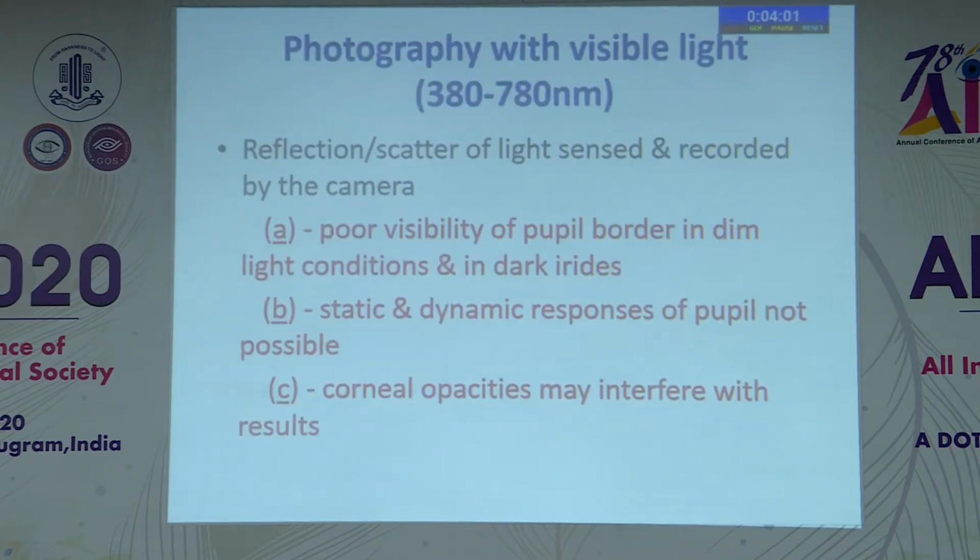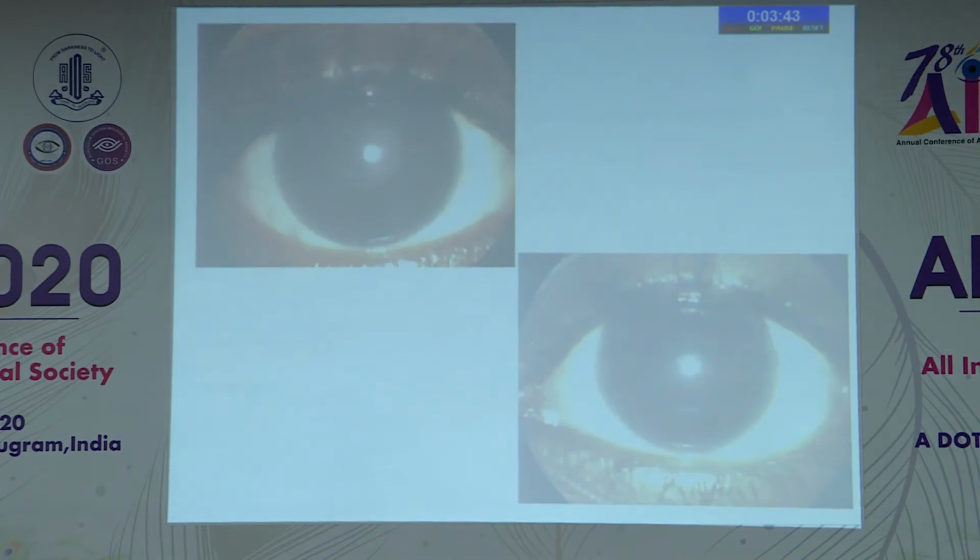Now, coming to the basics of photography with visible light, when we image the pupil with visible light, there are problems with visibility of the pupillary border because of the lack of contrast. The dynamic and static responses of the pupil cannot be recorded. And more importantly, corneal opacities, if the patient has one, can interfere with the results. This is a picture which we can get with regular photography using regular light.